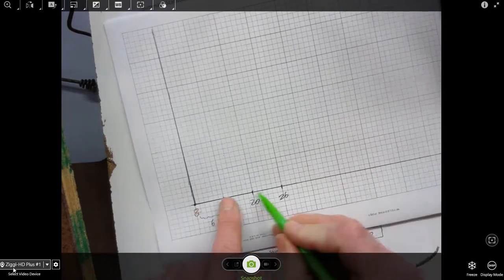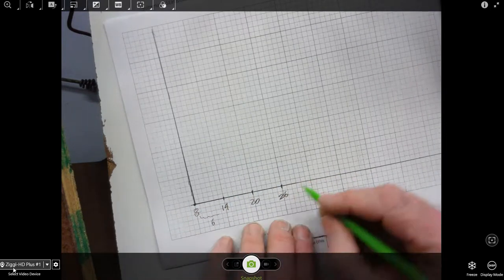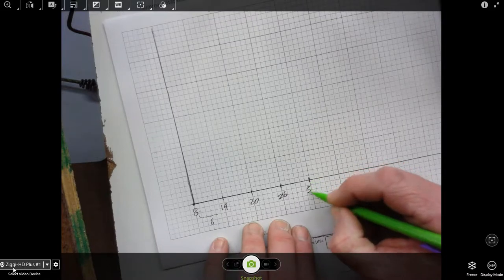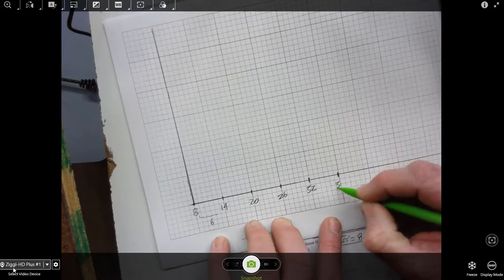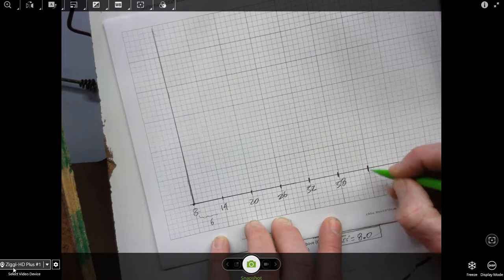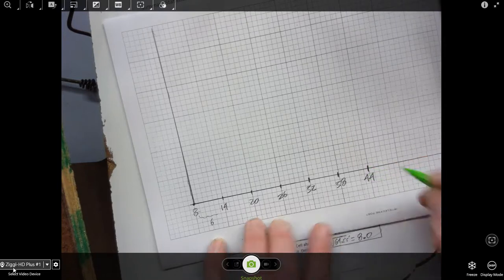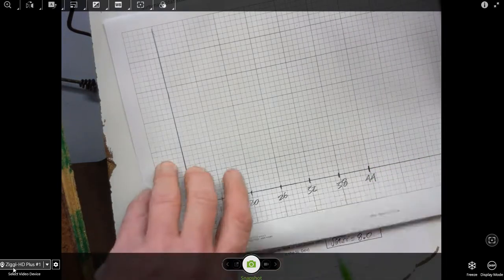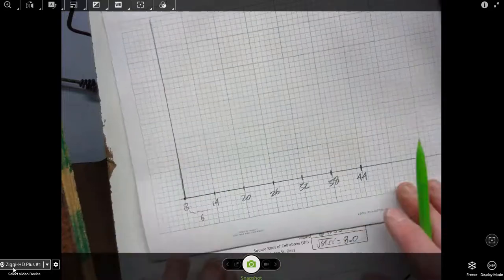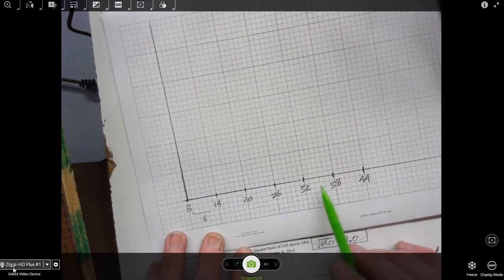Notice the bar size is always the same. Add 6 more, I have 32. Then I have 38, and I'm going to need to add 1 more, I think, to get to 44. I think that will cover it. My biggest data is 38, so I think that'll work. You want to go a little bit past your largest data point, usually.